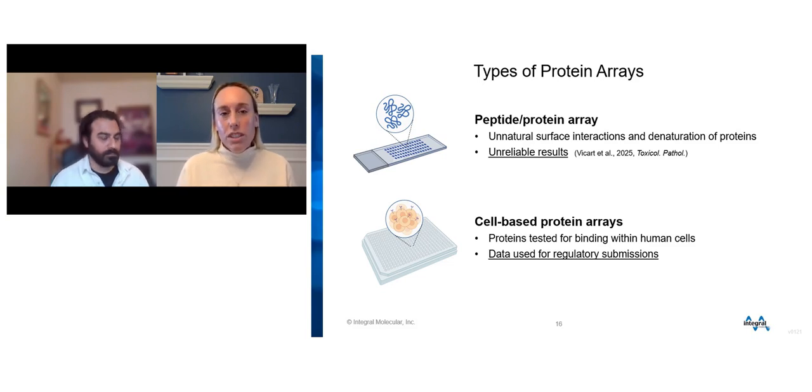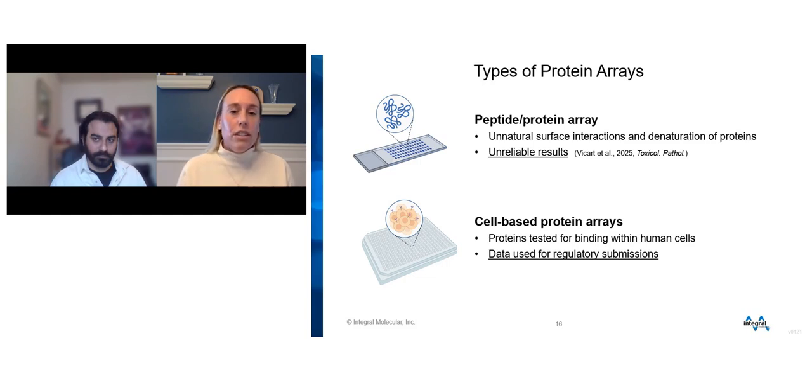There are 2 types of protein arrays. There are traditional peptide protein arrays. They're often called protein microarrays or spotted protein arrays. This is where proteins are expressed in a non-mammalian system, and then the cells are lysed, and the proteins are spotted onto slides. And this gives rise to a lot of unnatural surface interactions and denaturation of proteins. And they have not been shown to be reliable when it comes to profiling specificity of antibody therapeutics.